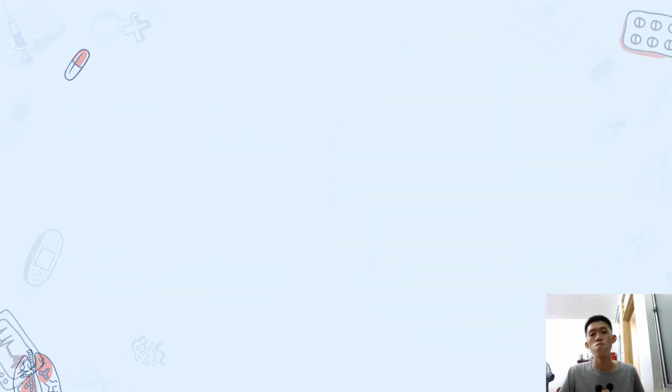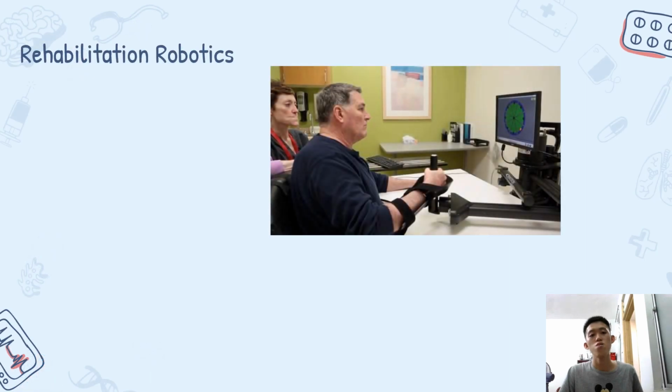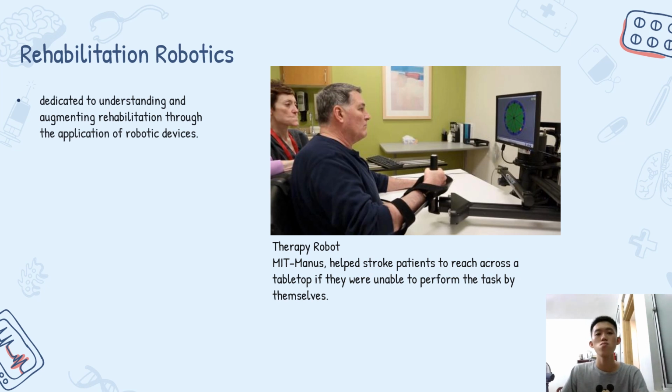First and foremost, we have rehabilitation robotics. It is dedicated to understanding and augmenting rehabilitation through the application of robotic devices. For example, there is a therapy robot, which is MIT Manus. It helps stroke patients to reach across a tabletop if they were unable to perform the task by themselves.